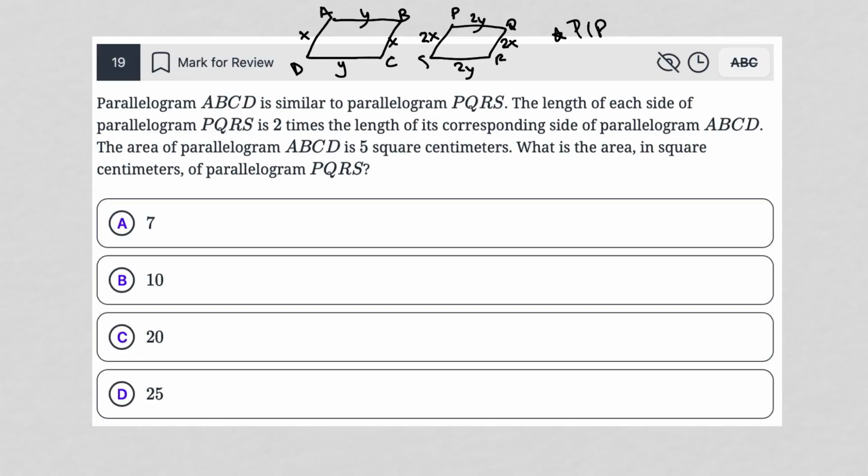The next sentence says the area of parallelogram ABCD is 5 square centimeters. All right, so the area here is 5. What is the area in square centimeters of parallelogram PQRS? So this is the area that I don't know.